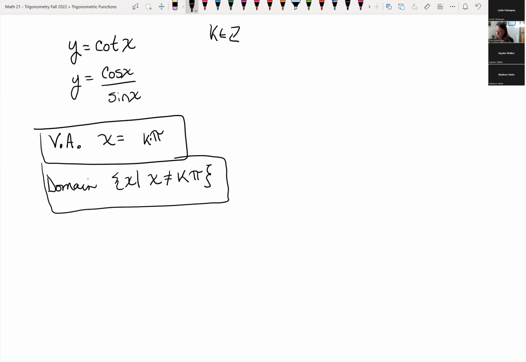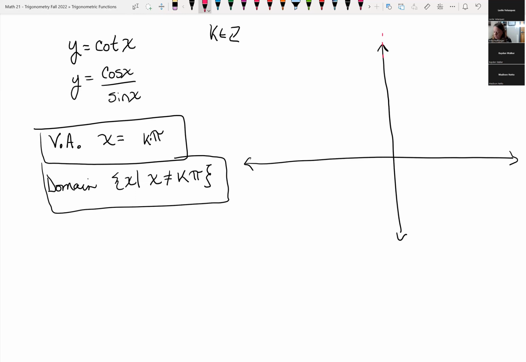So let's graph those vertical asymptotes, and that will help us see the shape and graph of cotangent of x. So a vertical asymptote, 0 was one of them. So x equals 0, that's the y-axis. We had pi, 2 pi, negative pi, -2 pi.